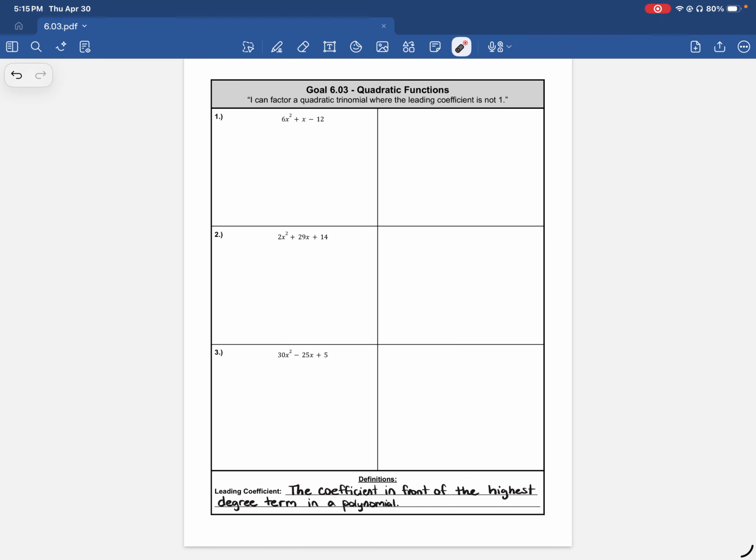And we want to completely factor these expressions. Now, you always want to check to see if there's a GCF first.